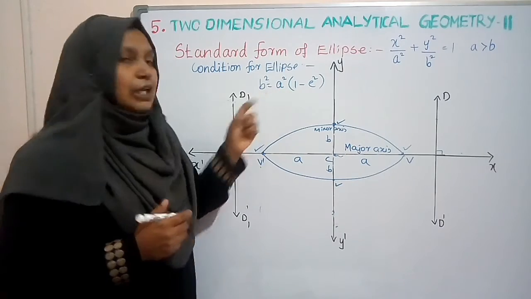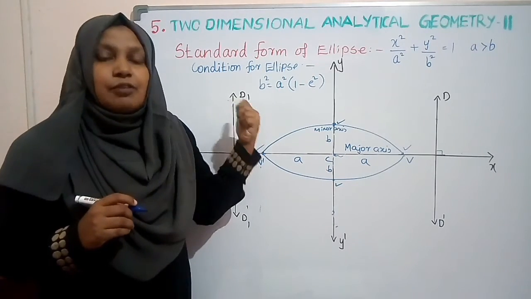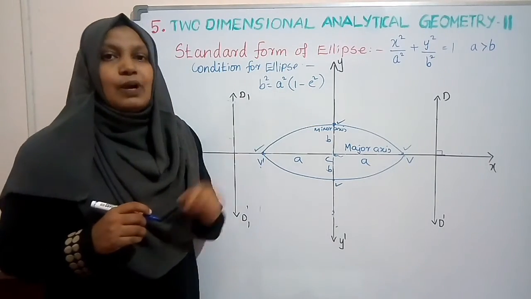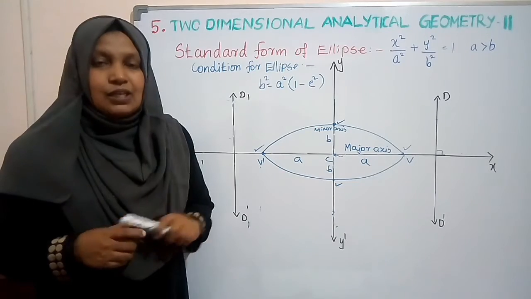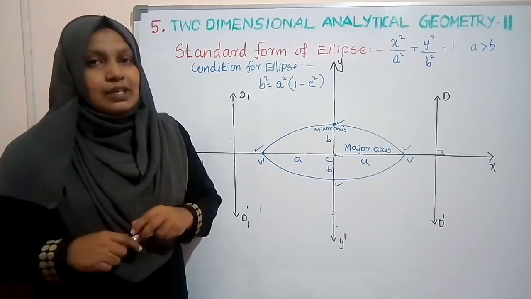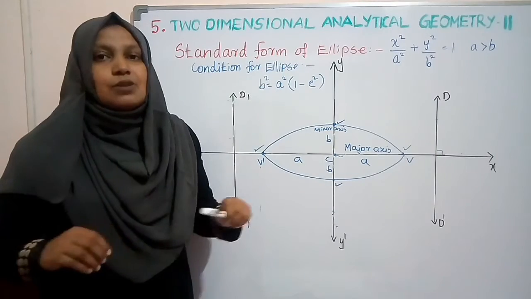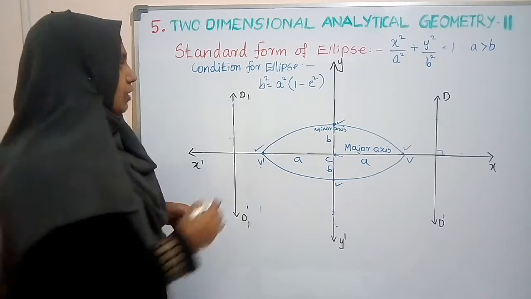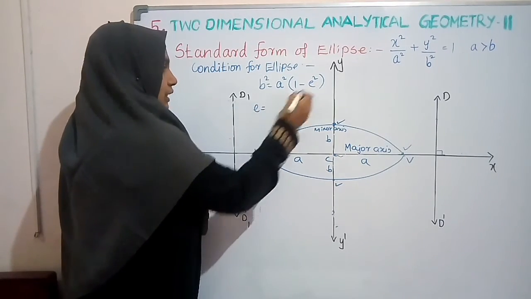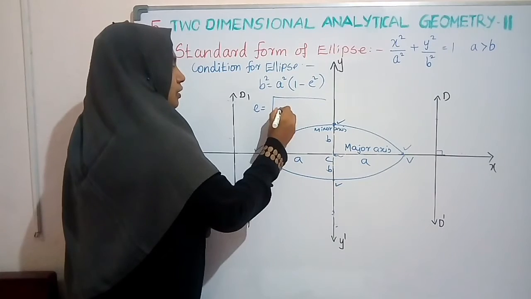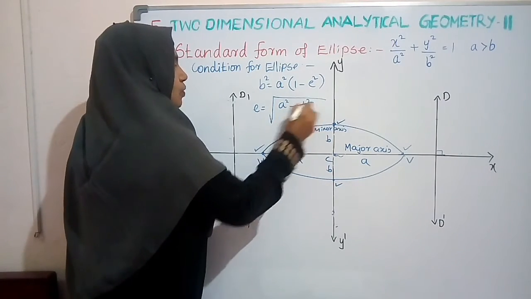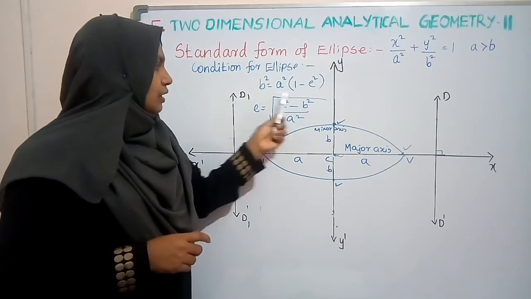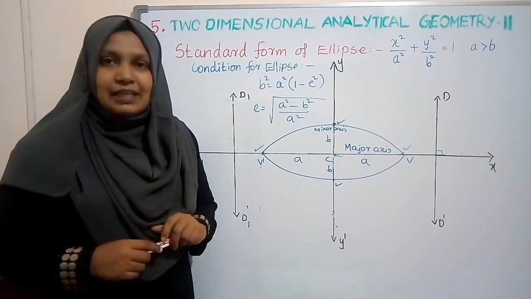Using these three values a, b and e, we can write the condition b square is always equal to a square into 1 minus e square. So this equation always holds. When you substitute these three values, it is always equal for all ellipses. By simplifying this equation, we can write a formula for eccentricity: e is equal to square root of (a square minus b square) by a square.